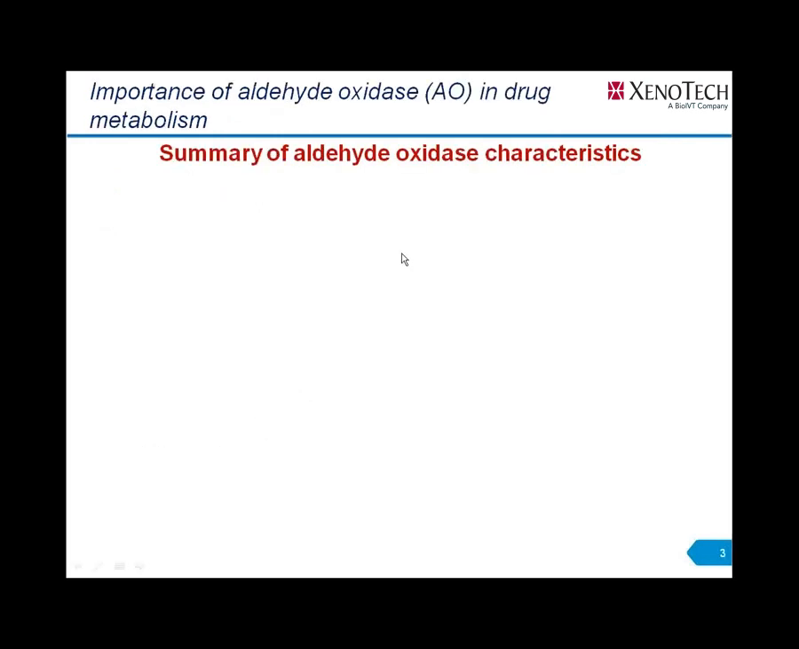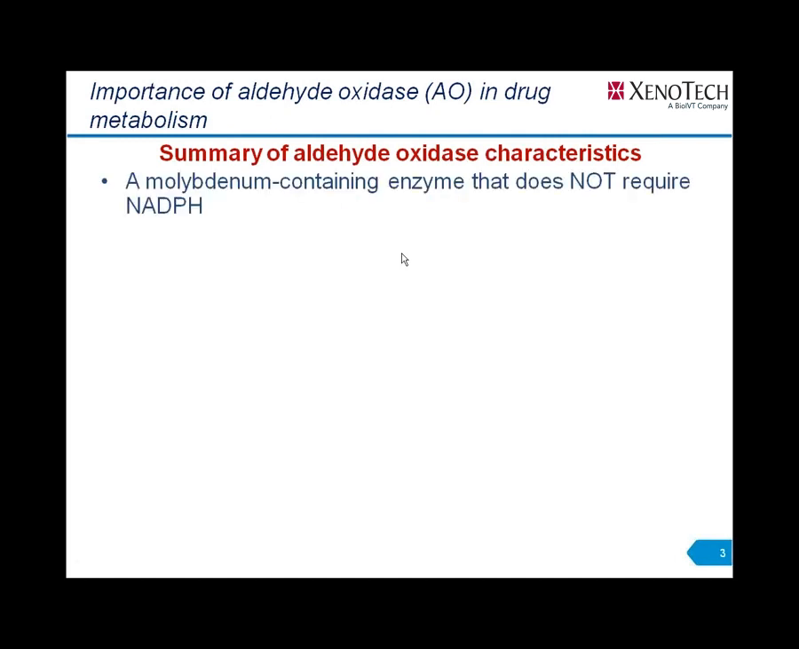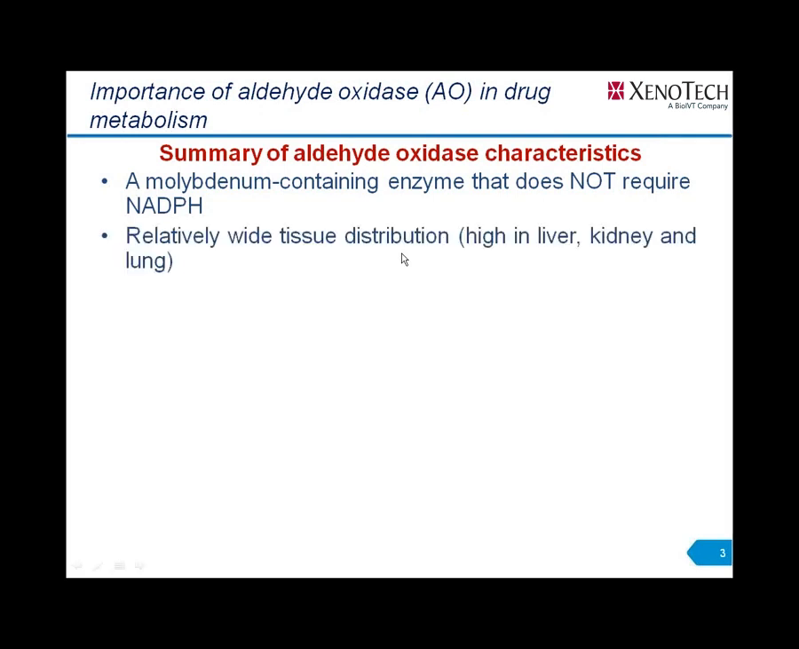Again, I know a lot of people are familiar with aldehyde oxidase, especially in the last several years. It used to be sort of a metabolic curiosity. Now I think it's become more mainstream. It is a molybdenum-containing enzyme that does not require NADPH. There are others, including xanthine oxidoreductase, as well as the mitochondrial amidoxime-reducing components. But aldehyde oxidase is one that does not require a cofactor and metabolizes a wide variety of drugs. It also has relatively wide tissue distribution, so it's high in liver, kidney, and lung. And in humans, it has generally high but quite variable activity.